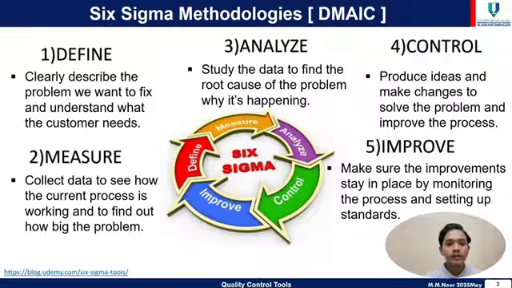For define, make sure to clearly describe the problem we want to fix and understand what the customer needs. For measure, collect the data to see how the current process is working. For analyze, study the data to find the root cause of the problem. For control, produce ideas and make changes to solve the problem. For improve, make sure the improvement stays in place by monitoring the process and setting up standards.